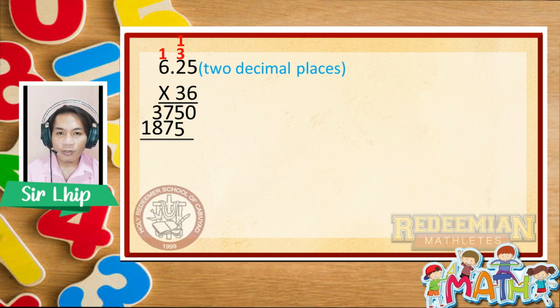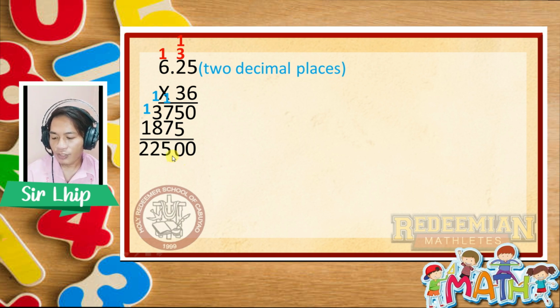Then add 3,750 plus 1,870. 5. Bring down 0. 5 plus 5 equals 10. Carry 1. 7 plus 7 equals 14, plus 1 equals 15. Carry 1. 3 plus 8 equals 11, plus 1 equals 12. Carry 1. 1 plus 1 equals 2. Thus, the product is 22,500. Move 2 steps from right to left.